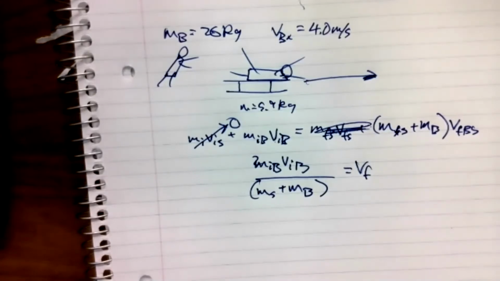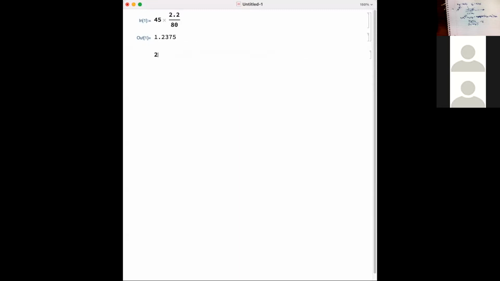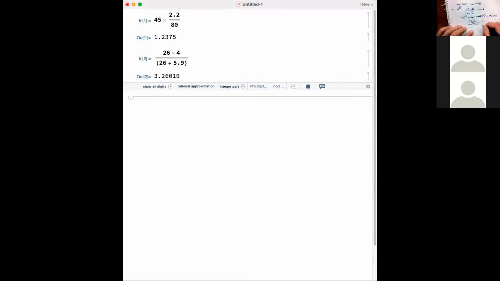All right. So if I plug that into Mathematica... Oh no, wait. The mass of the boy was 26 times his initial velocity, which was 4 meters per second. And then all of that will be divided by the mass of the boy plus the mass of the sled, which is 5.9 kilograms. Okay. So that tells us that the final velocity of the sled then is going to be 3.2 meters per second.